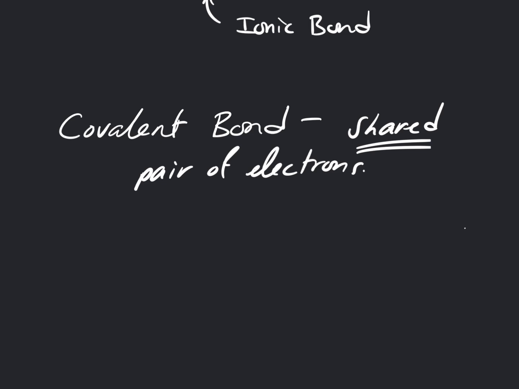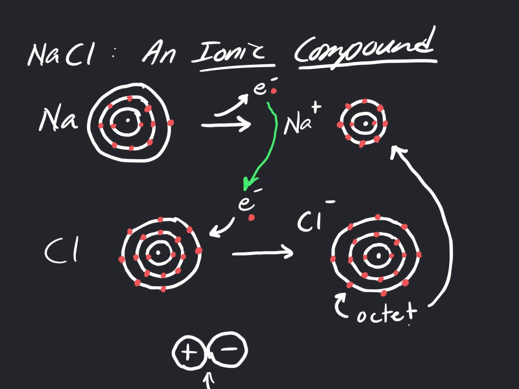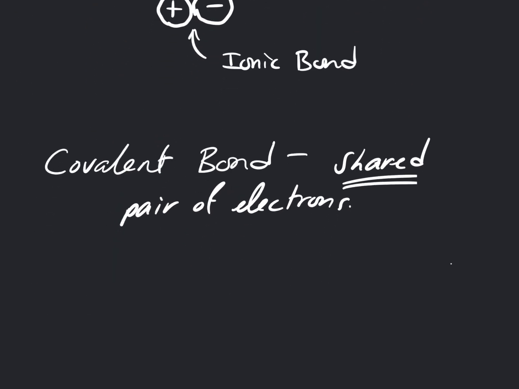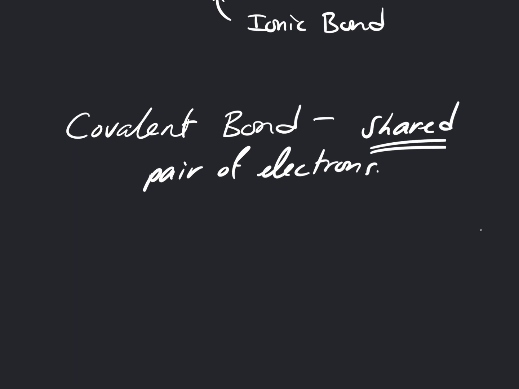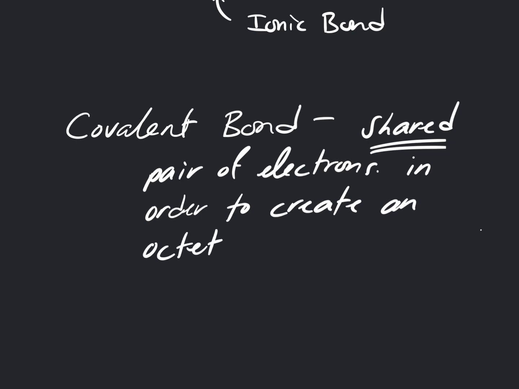Okay? That's a shared pair of electrons. How is that different from an ionic bond? Okay, an ionic bond was formed when ions either gained an electron or lost an electron. We're not sharing when we're talking about ions, all right? But in a covalent bond, electrons are shared, and they're shared in order to create an octet in the atoms.